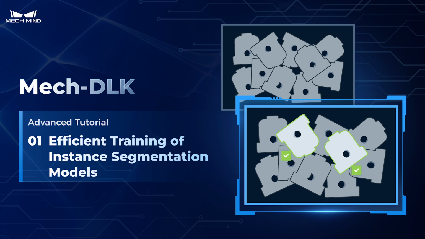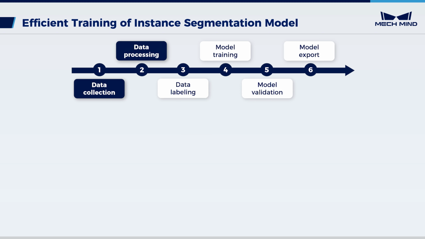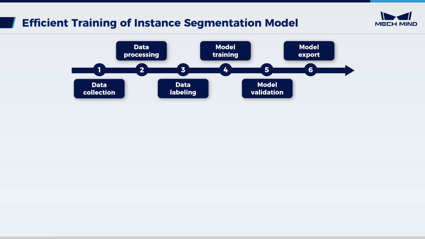This video introduces the efficient training of instance segmentation models, with a focus on labeling rules and model training. The overall process consists of 6 steps: data collection, data processing, data labeling, model training, model validation, and model export.